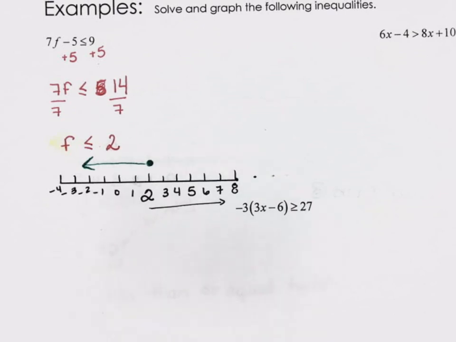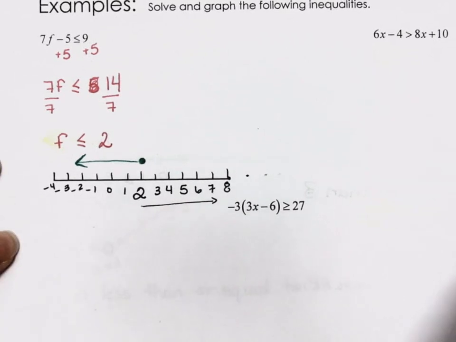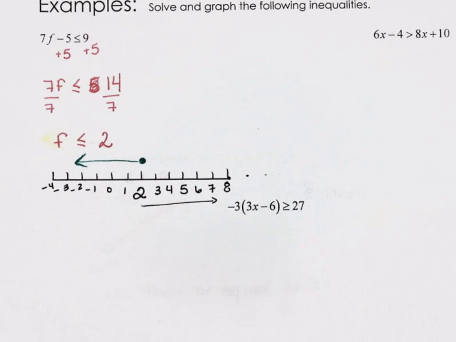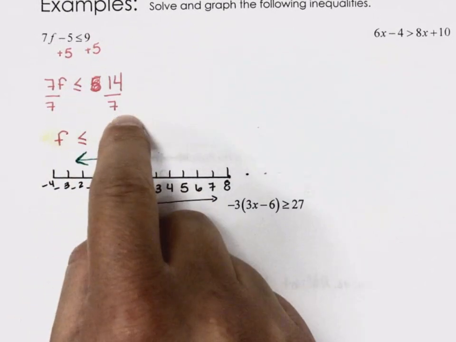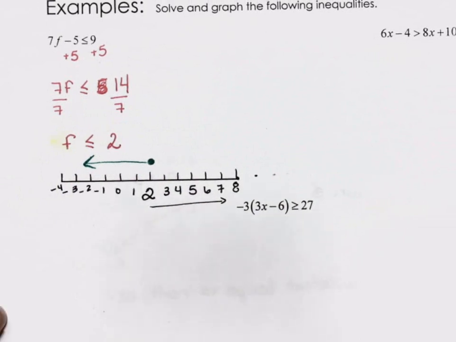All right. Let's do the next one. So that was like two-step algebra. We had to add and then we had to divide. So that's why it's called two-step. We did two mathematical operations. We added the 5, then we divided by 7. That's why it's called two-step.